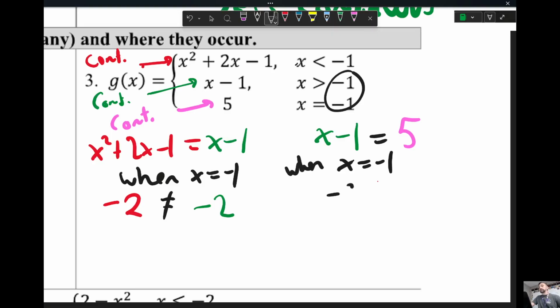So that would be -2 equals 5. So unless my arithmetic is off there, that's not the same. So those are not connecting. I would say that's a jump discontinuity there.